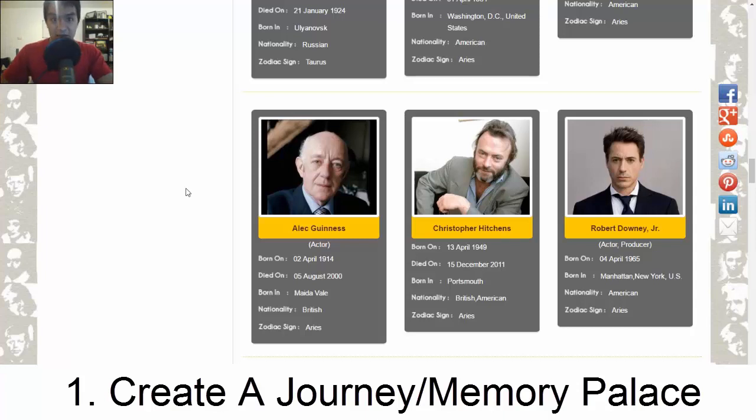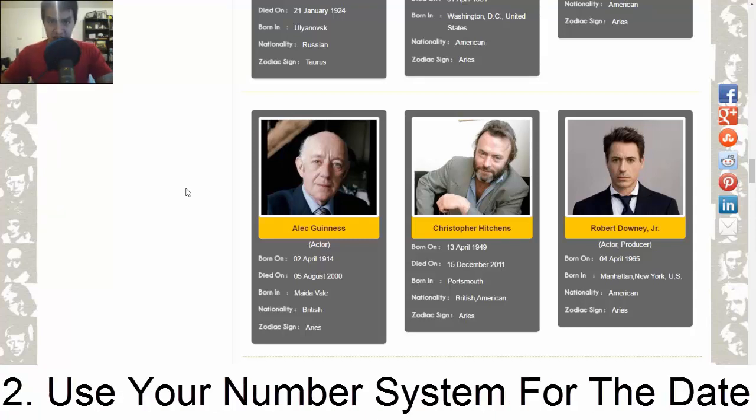Now the next step is to have some sort of number system, because birthdays have numbers in them, and you can change everything into numbers. So let's look right here. April, January. What you could do is April is the fourth month.